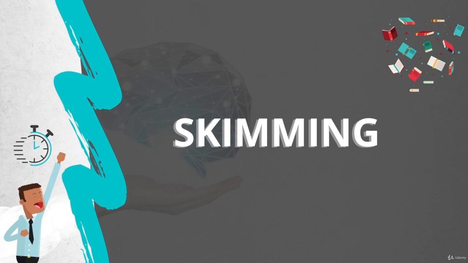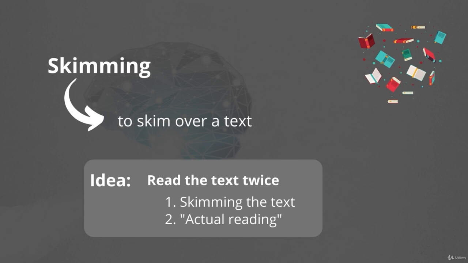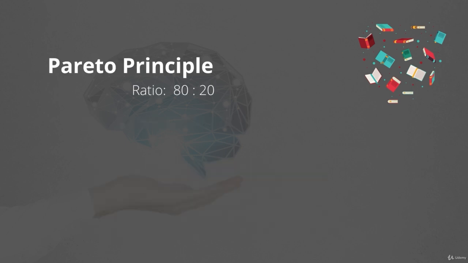It's usually done in the following way. The idea is to read the text twice. First time you skim the text, so you take a look at the structure and look for specific keywords, and then you move on with the actual reading. You will see that the actual reading will become much easier once you've done the skimming before that. What's more is that skimming already allows you to get a pretty good insight into the text in very, very little time. This has to do with the so-called Pareto principle.